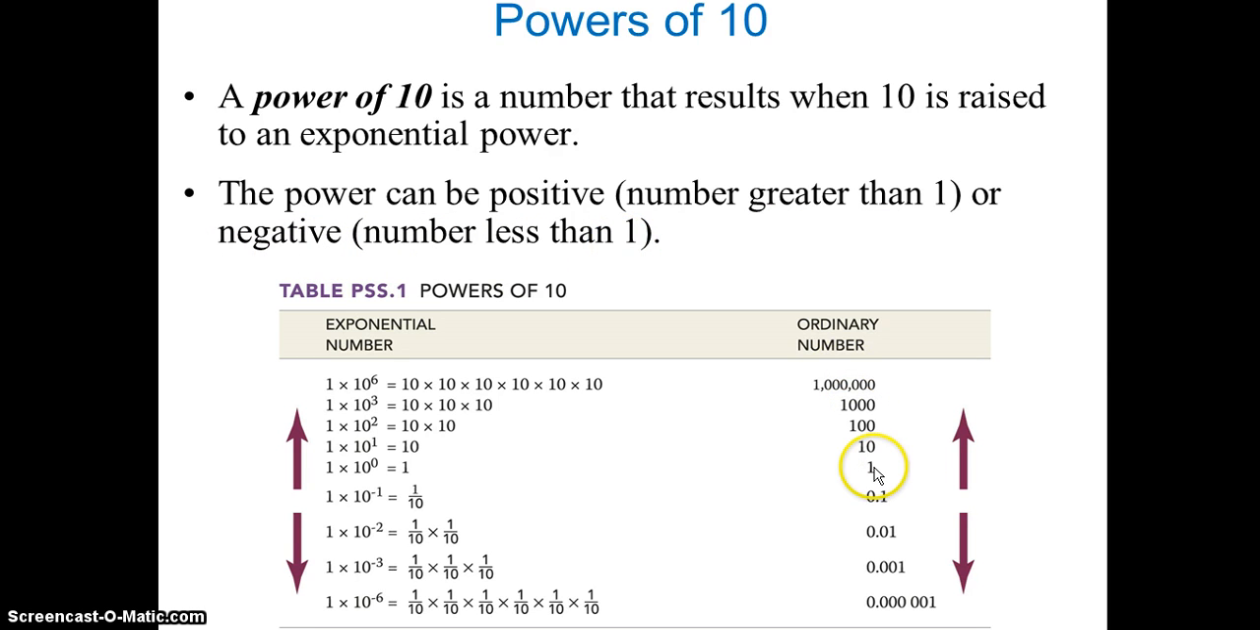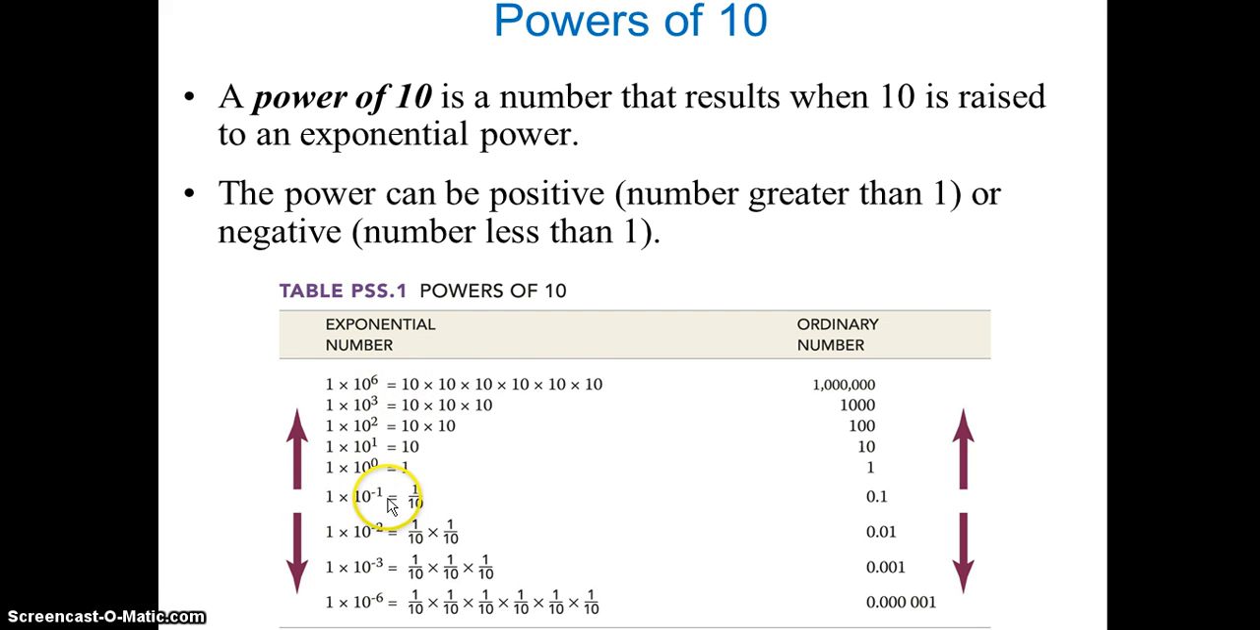You can see here 1, which is 1 times 10 raised to 0, which equals 1. 1 times 10 raised to 1 equals 10. 1 times 10 raised to 2 is 100. 1 times 10 raised to 3 means 1000. 1 times 10 raised to 6 means a million.